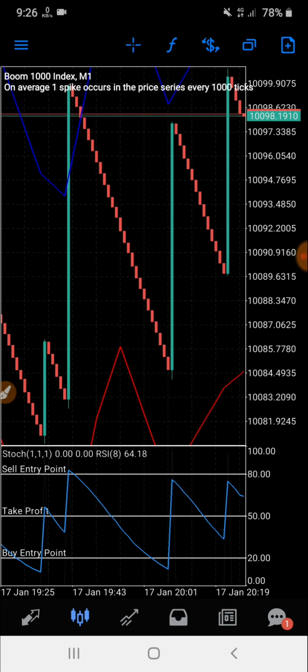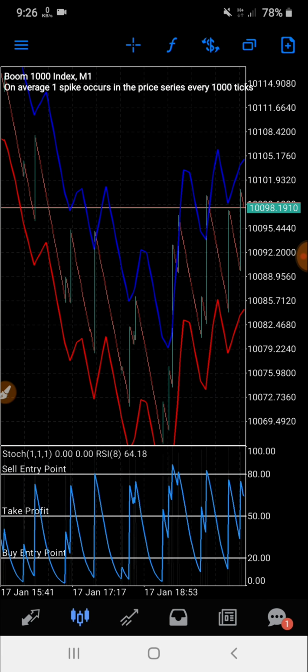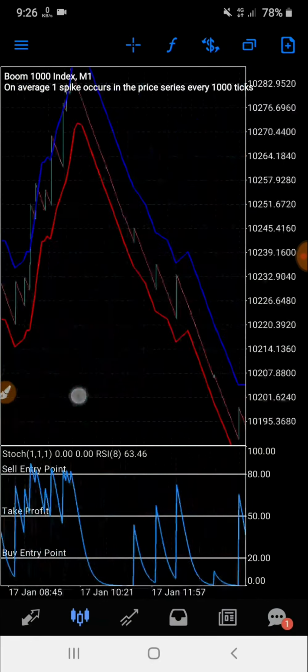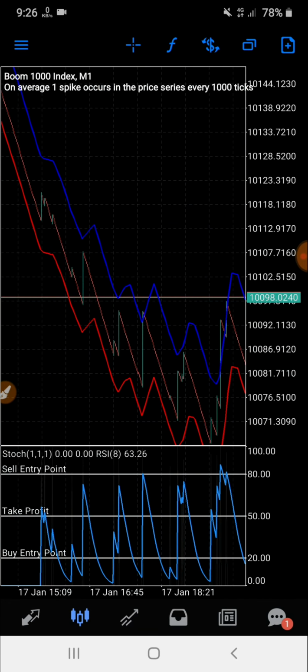Not to waste much of your time, what you want to know is don't trade against the spike, trade with the spike. All right, you want to trade with the spike, not against the spike. So if it's on the sell, as you can see, this market has been selling for some time now on the 1 minute time frame.